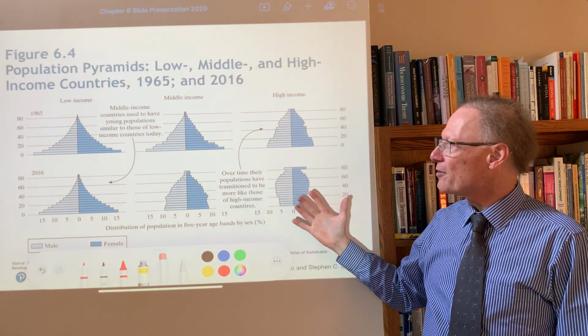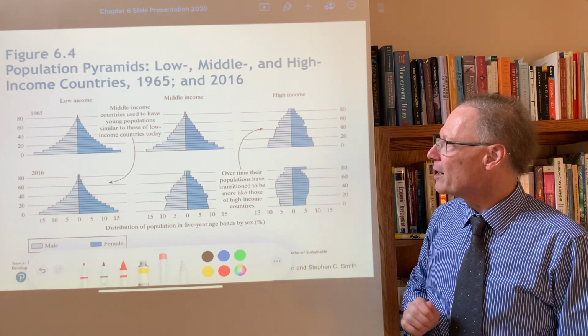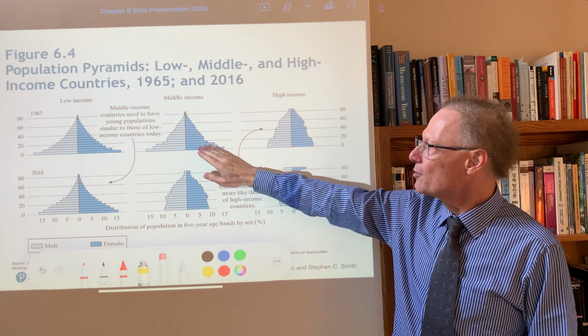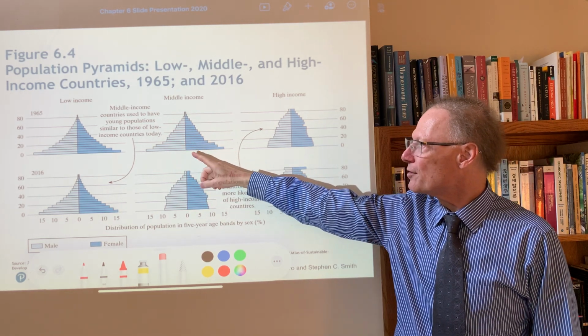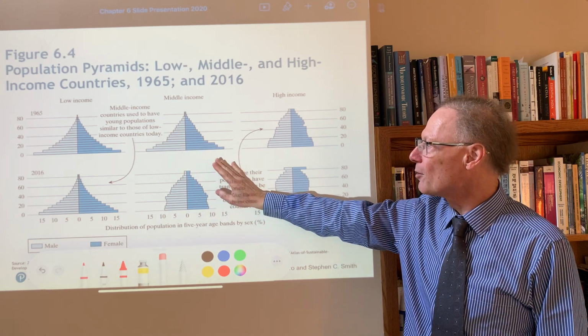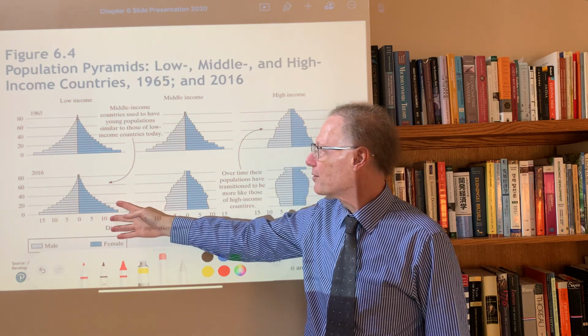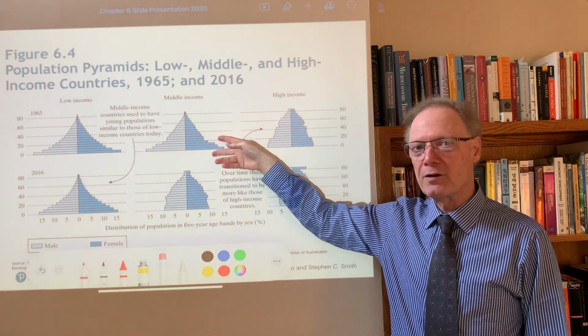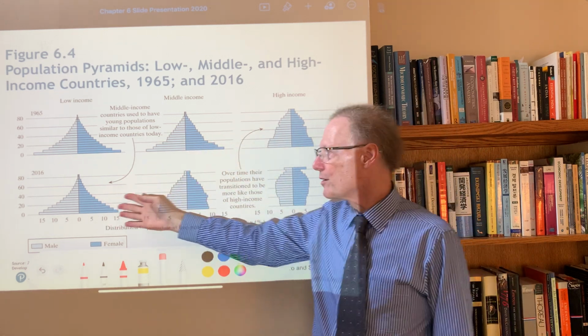Over time, there's been some changes so that you can see that middle-income countries used to have young populations similar to those of low-income countries today. These being the low-income countries today, and this being the middle-income countries of 1965. So that's part of the transition that we're seeing.